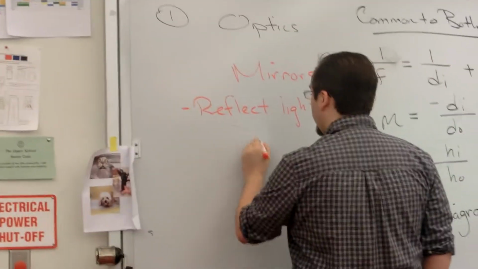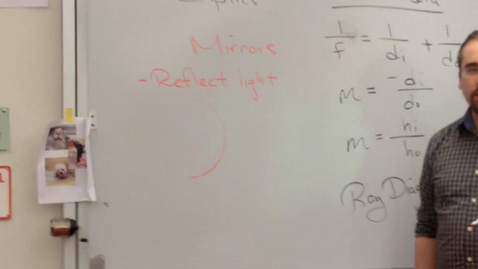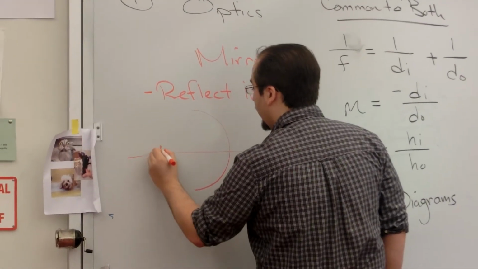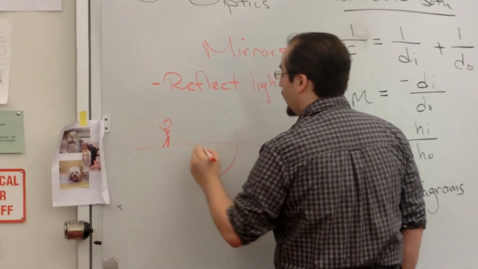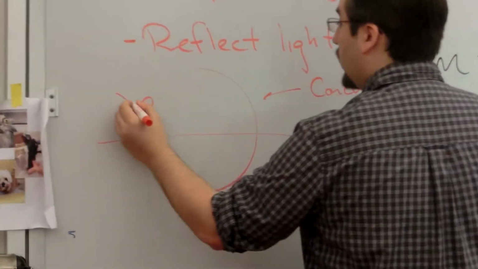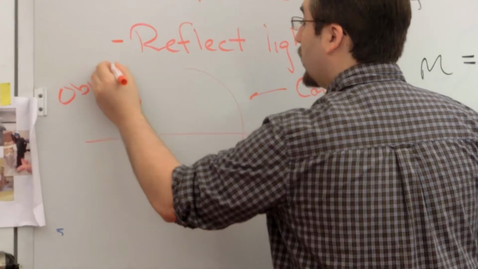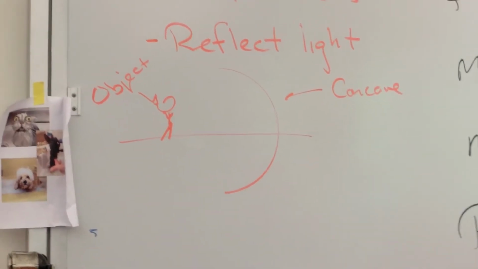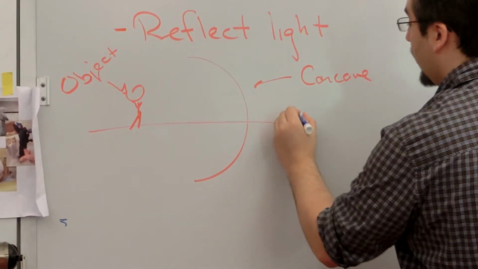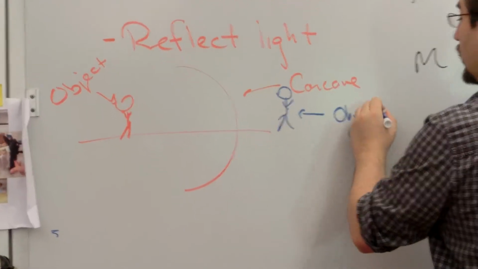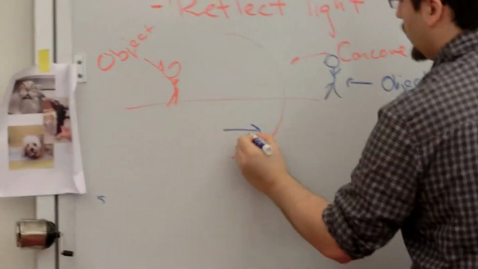So, what kind of mirror is this? Convex. Concave. Concave. This is a concave mirror, if this is our object. If my object is instead on this side, the person is the object. Convex. Then it is a convex mirror.